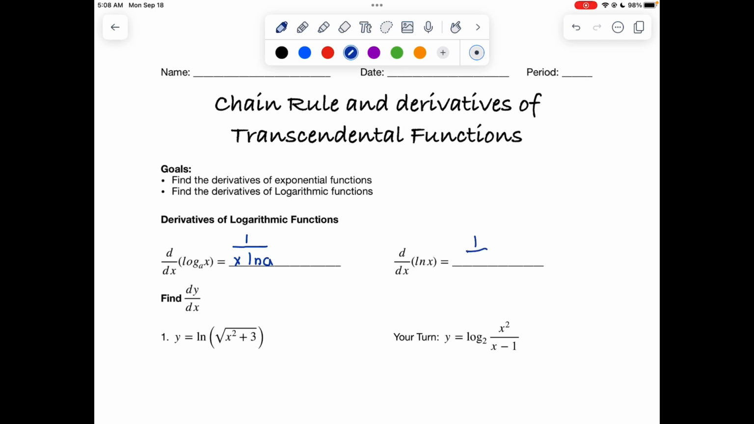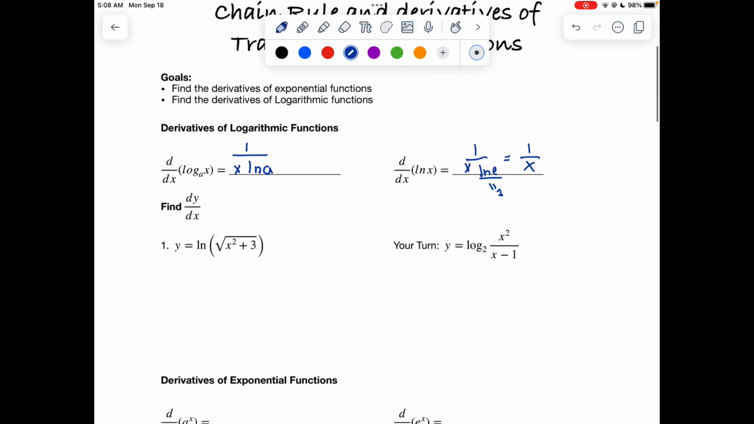Now for us to find the derivative with respect to x of natural log of x, that is just 1 over x because the natural log of e is 1. So that would simplify to 1 over x. Okay, so let's try this.